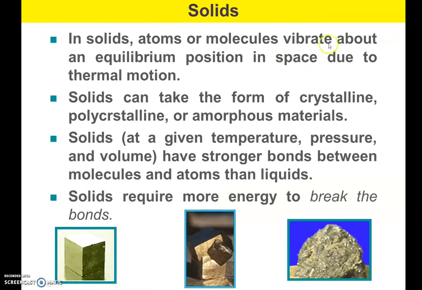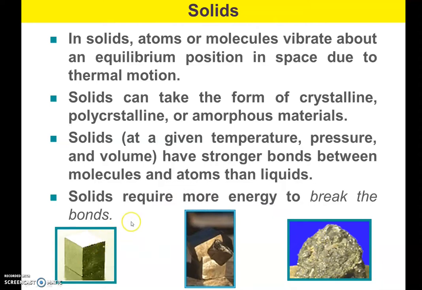In solids you have atoms or molecules that vibrate essentially about an equilibrium position in space, and we understand that that vibration happens due to some thermal motion that might be present because of some thermal energy in the system. And these solids can be of different types. You can have crystalline solids, polycrystalline solids, or amorphous solids. So here you can see some examples of an amorphous solid, and you can see that it looks very different from a crystalline solid.